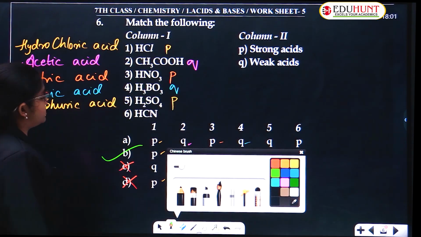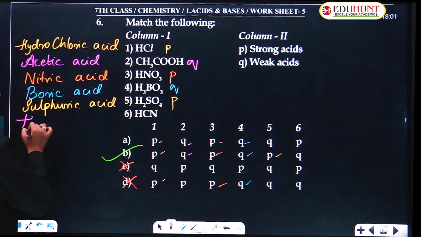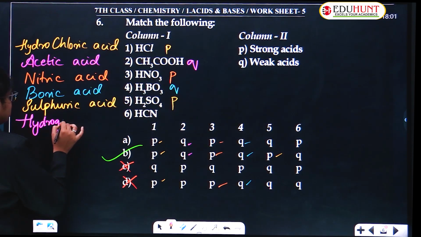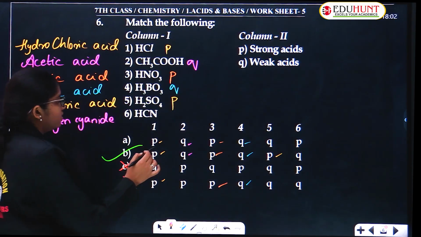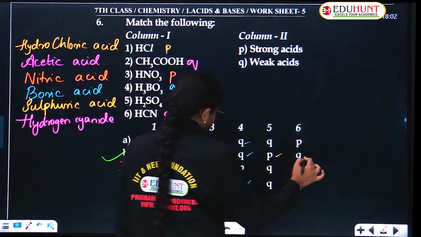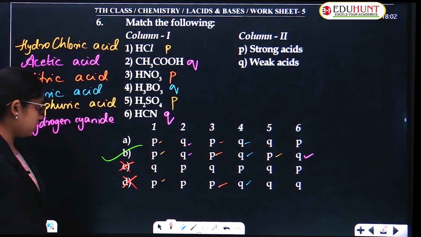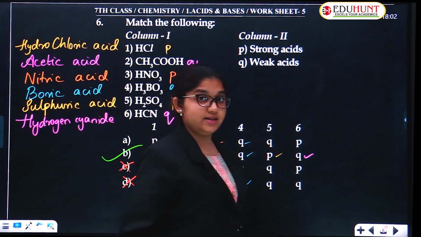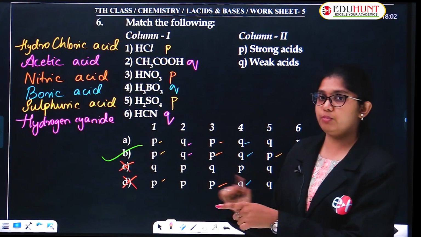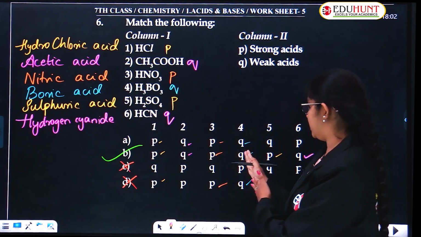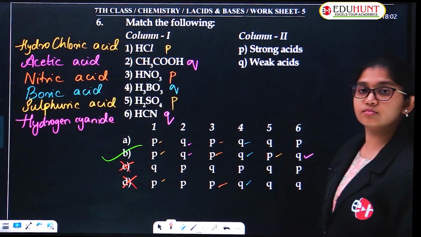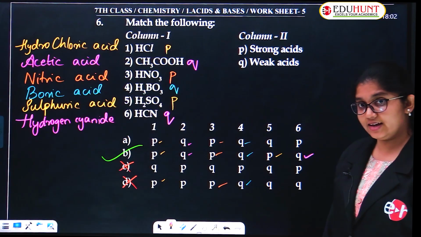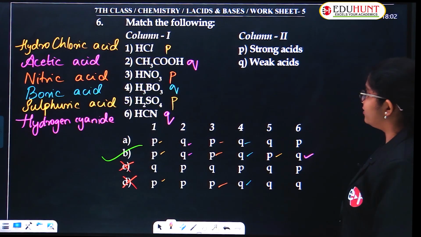And the last one is HCN. HCN is hydrogen cyanide. It is a weak acid, children. Weak acid. Okay. So absolutely options A, C and D are eliminated, and the right option is option B, that is PQ respectively. Okay. Got it? Column 1 and column 2 matched correctly? Yes. Very good. Here we go with the next question.